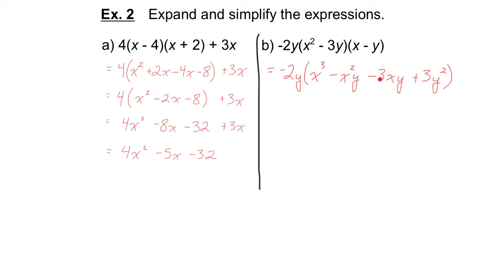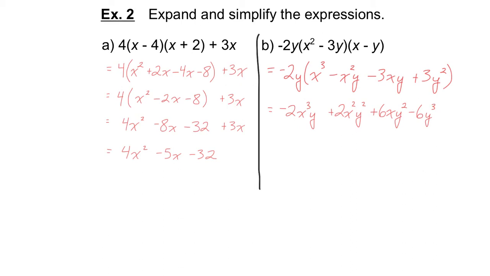So now each term in the brackets gets multiplied by minus 2y. So negative 2y times x cubed is negative 2x cubed y. Negative 2y times negative x squared y. Well, two negatives, so it's plus 2, x squared, and y times y is y squared. So we have plus 2x squared y squared. Negative 2y times negative 3xy is positive 6xy squared. And then lastly, negative 2y times positive 3y squared is negative 6y cubed.